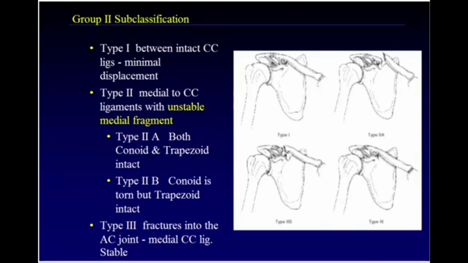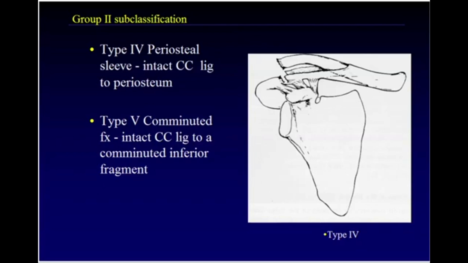Type 3 fractures are ones where you have a fracture that extends into the acromioclavicular joint. The medial coracoclavicular ligaments are intact and that's a stable injury. And then the type 4s are where you have actually a periosteal sleeve with an intact coracoclavicular ligament attachment to the periosteum of the bone. This is the diagrammatic representation of that. And then type 5 fractures where you have a comminuted fracture with an intact coracoclavicular ligament to a comminuted inferior fragment. So it's basically the equivalent of the physeal sleeve injury with a mature ossified bone.